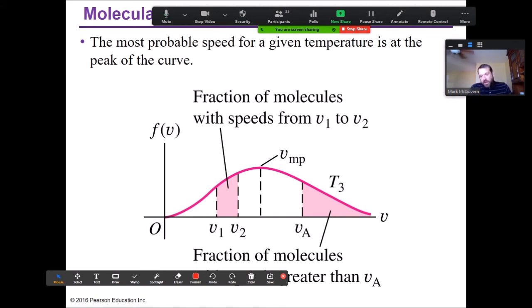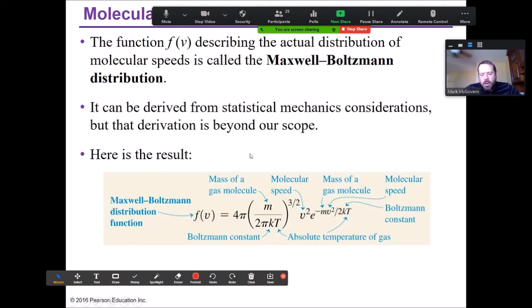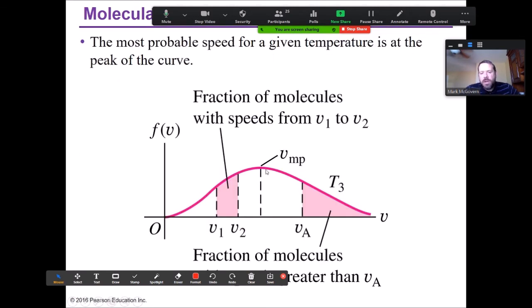If you integrate within an interval of speeds, then you get something very interesting. You get the fraction of molecules that have those particular speeds. What about this most probable velocity, right up here? If I want to know what that most probable velocity is, what do you think we're going to do? How do I figure out this value? I don't want to figure out the value at the top here. I want to figure out what x value gives me this peak here.